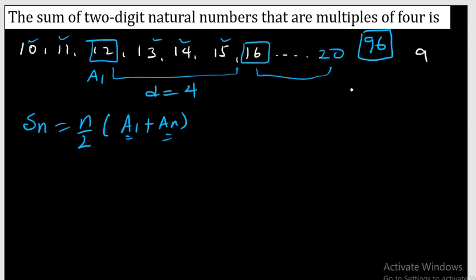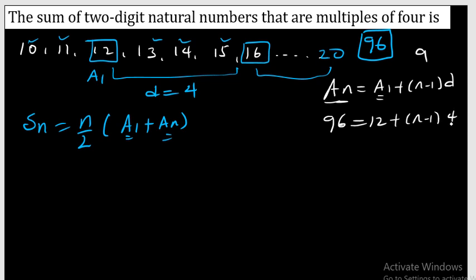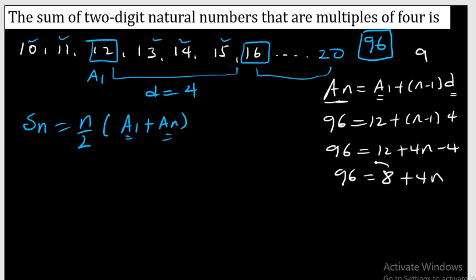We can get that because we can apply an is equal to a1 plus n minus 1 times d. We know the an, the last term, that's 96, is equal to the first term 12 plus n minus 1 times 4. You know the common difference. So let's find how many multiples of 4 are there totally. So 96 is equal to 12 plus 4n minus 4. I can multiply. So 96 is equal to 12 minus 4 is 8, I can say here 8 plus 4n. So if I bring the 8 here, it's going to be 88 is equal to 4n. If I divide by 4, n is equal to 22.